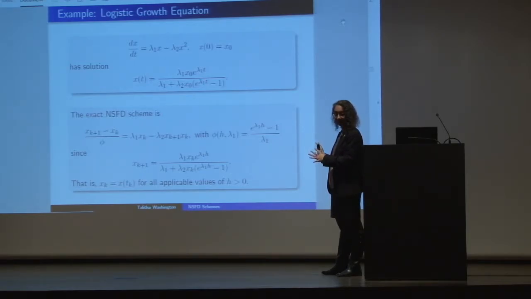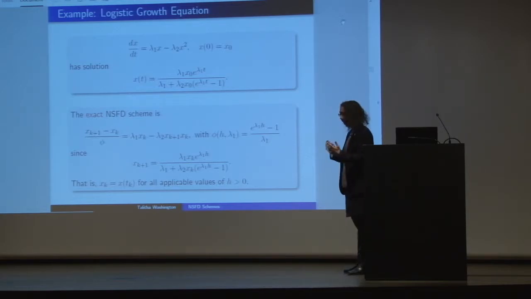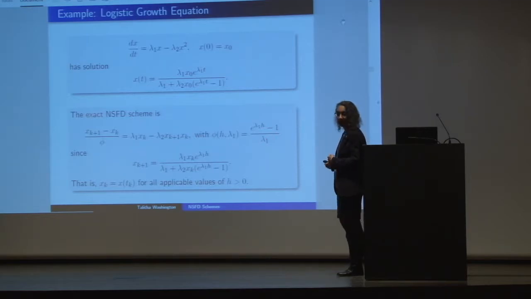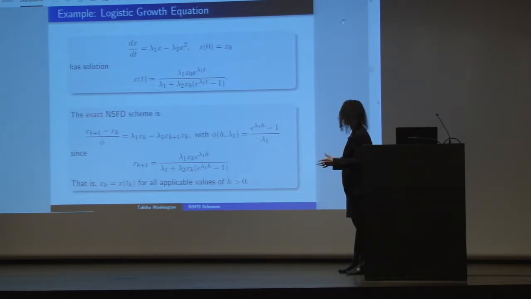We should be able to find a non-standard finite difference scheme that's exact. Here, we replace the dx with x of k plus 1 minus x of k, and replace the dt with the denominator function phi. On the right-hand side, how are we going to discretize that? We can replace lambda 1 x with lambda 1 x_k, and x squared we can replace with x of k plus 1 times x of k. What are we going to do with the phi? If we choose phi to be e to the lambda 1 h minus 1 over lambda 1, note that lambda 1 is the parameter of the linear term. So if we use the parameter of that linear term, we get an expression similar to what we looked at before for the decay equation.